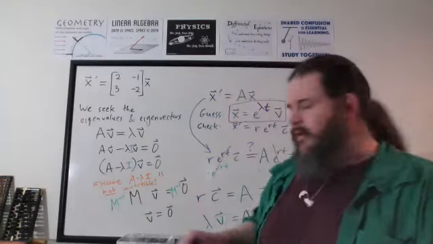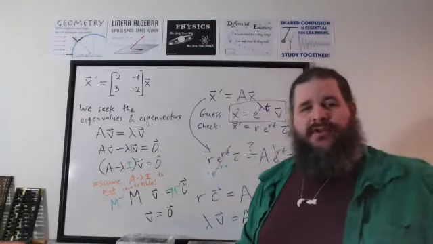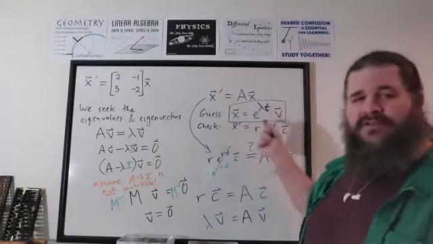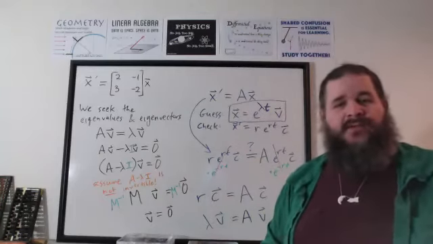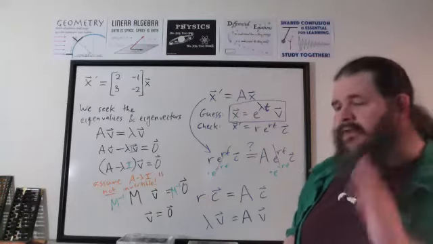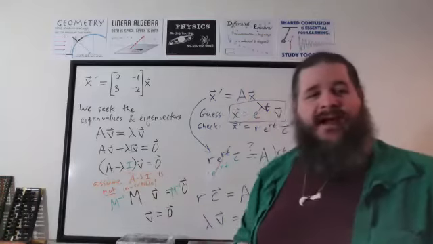Because if it was invertible, we'd end up with 0 being the only solution. And what we care about is the non-zero solutions. Going back to our original guess, if V was 0, we just get X equals 0, and that's boring. That's just the equilibrium solution at the origin of our phase plane. So we want the non-zero solutions, which means we have to assume that the matrix A minus lambda I is non-invertible.